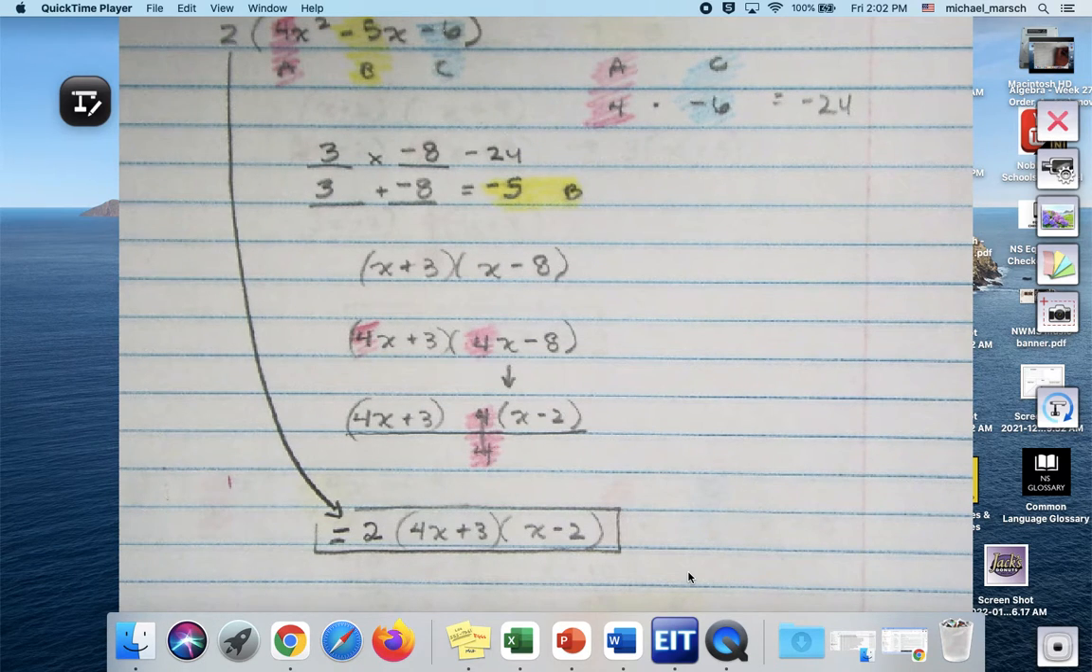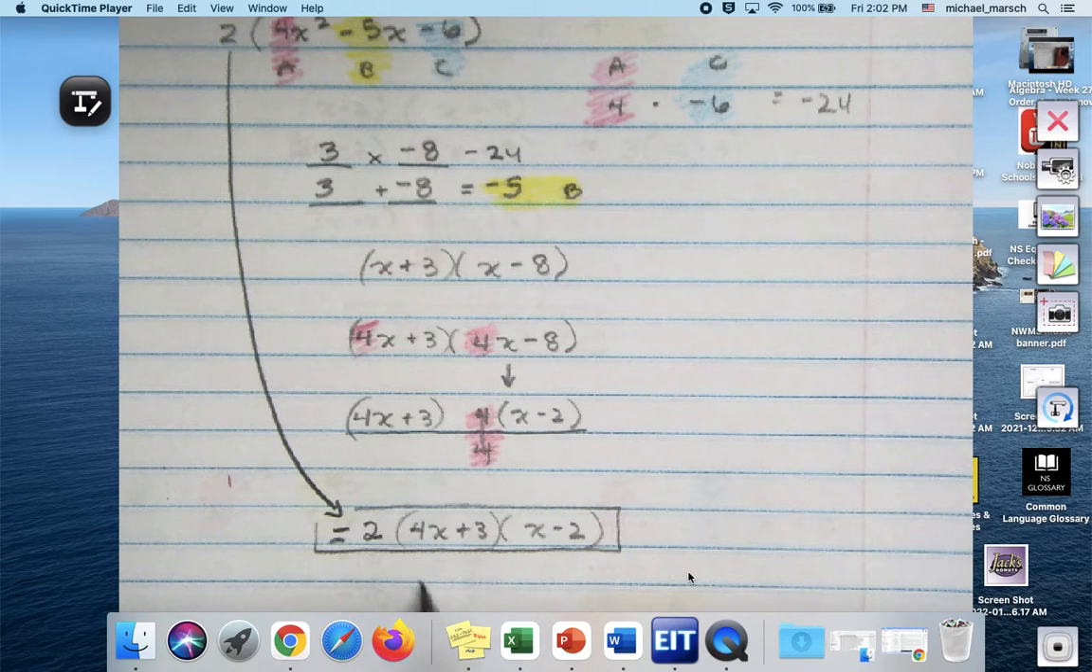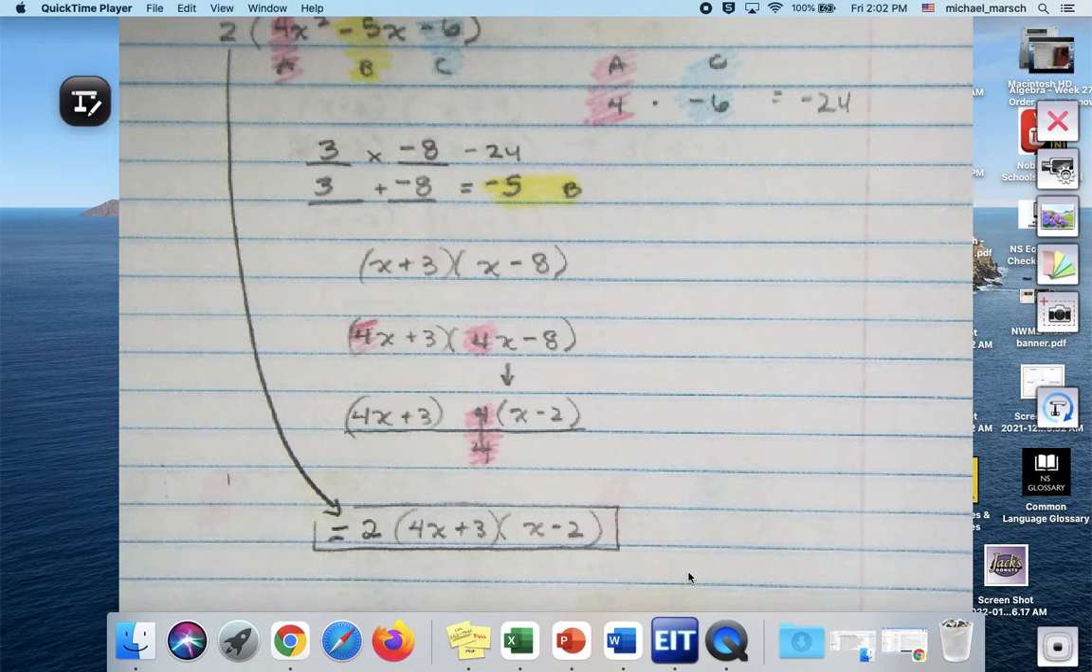So if I wanted to check my work here, I would first distribute the 2, and then I would take that quantity times this quantity and FOIL those, and I should get 8x squared minus 10x minus 12.